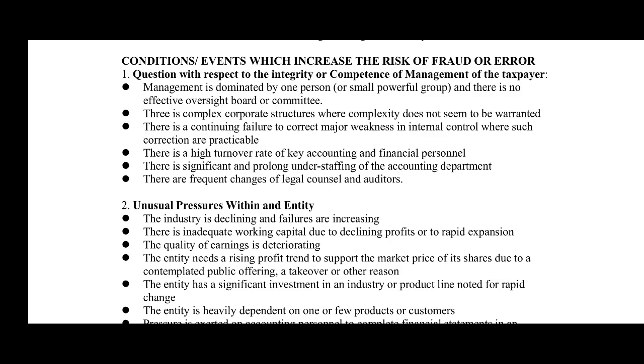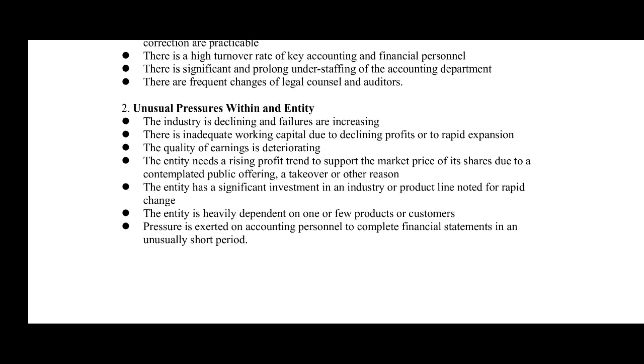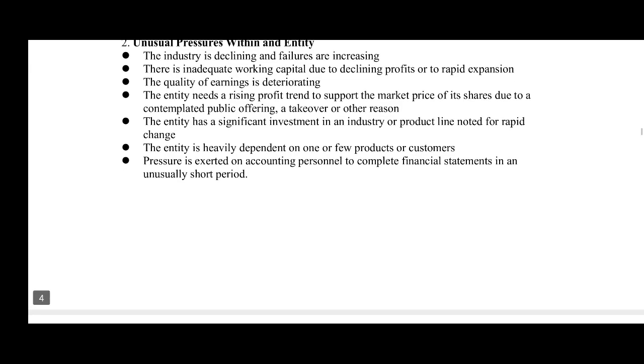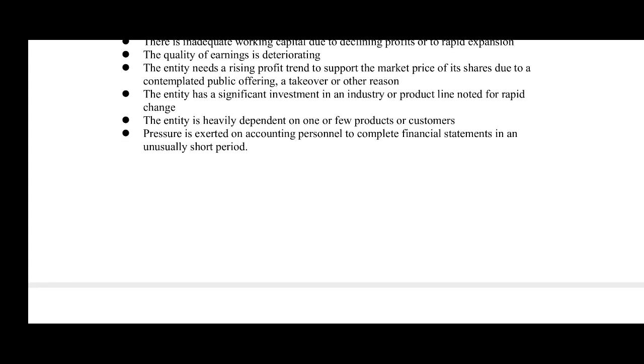Secondly, we could have unusual pressures within the entity. Some factors are like the industry is declining and the failures are increasing. There's inadequate working capital due to declining profits or rapid expansion. The quality of their earnings is deteriorating. The entity needs a rising profit trend to support the market price of its shares due to a contemplated public offering, a takeover, or any other reason. The entity can also have significant investment in an industry or product line noted for rapid change. And also, sometimes the entity is heavily dependent on one or a few products or customers.